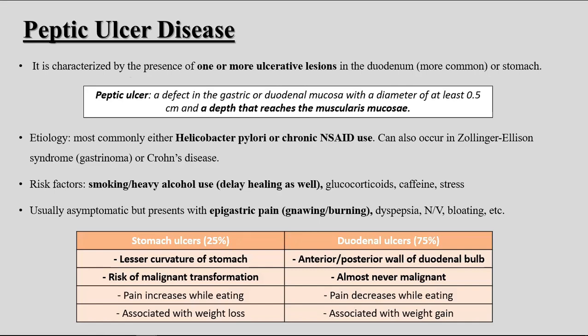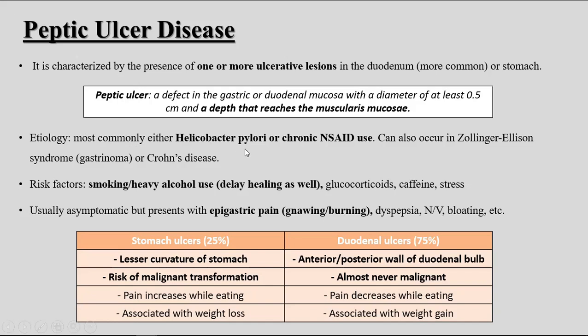So what is a peptic ulcer? A peptic ulcer is when you have a defect in the gastric or duodenal mucosa, and it has a depth that actually reaches the muscularis mucosae. An erosion is when you have just a surface epithelial lesion, but if the lesion goes below the surface epithelium and into the deeper layers of the mucosa or even the submucosa, then it's known as an ulcer. Okay, and peptic ulcer disease in general is very commonly associated with two conditions.